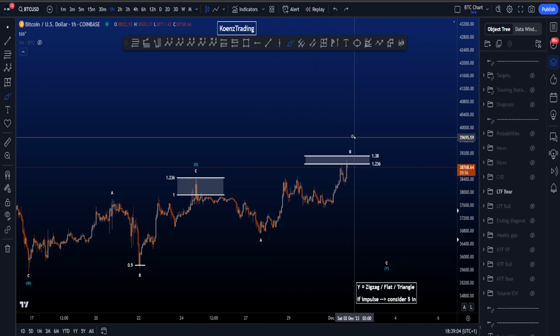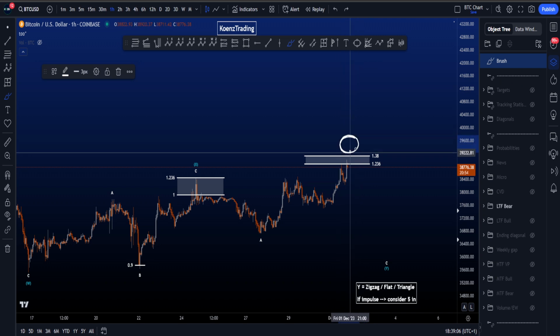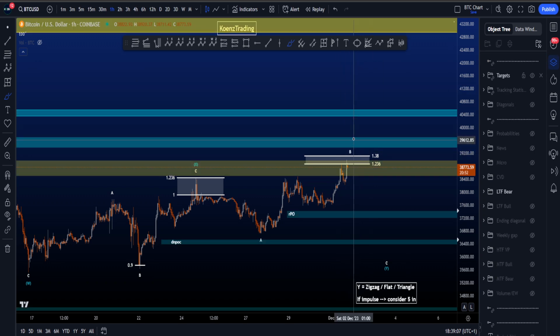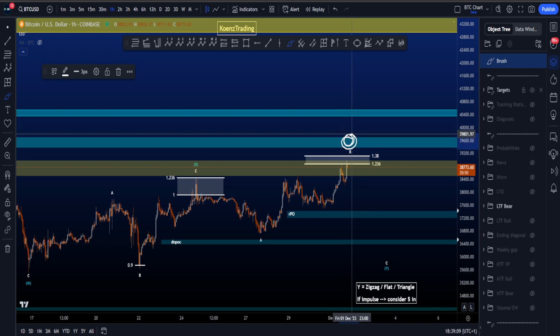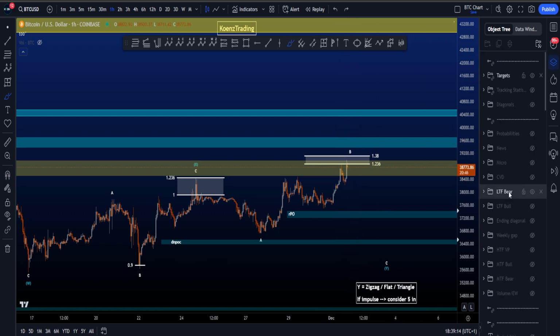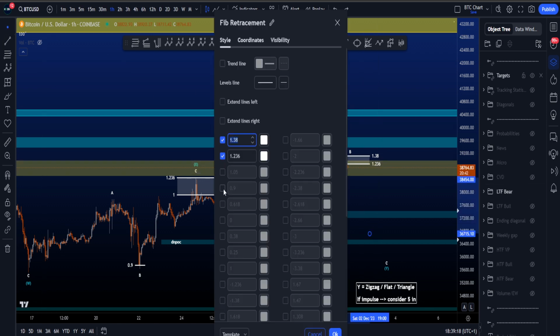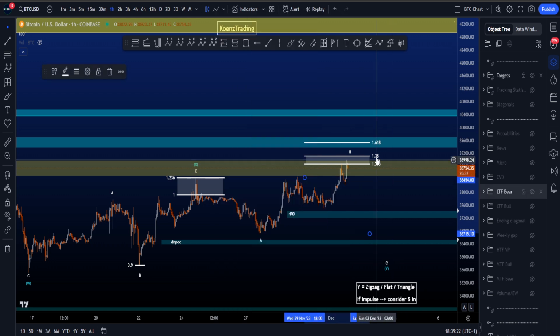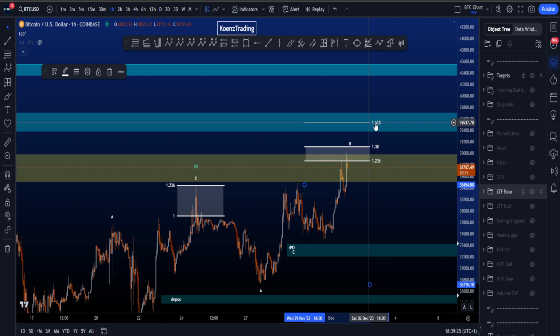Again, we have to remind ourselves that the wave C target area is actually a little bit higher. The wave C target area, most common target area, is here and not here. That decreases the probabilities a little bit for this scenario. Now the most common target area for this wave B is between the 1.236 and the 1.38, but the 1.618 is still a target, just less common, right? A bit more rare, 39.5k.